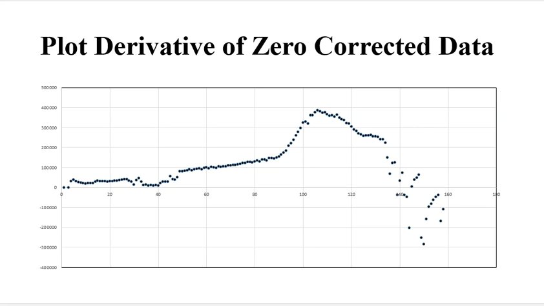Take the derivative of the zero corrected data now, which is y2 minus y1 divided by x2 minus x1, and plot that. And you'll notice it has a lot of scatter at the far end and a little bit of noise at the front and a sort of lump about two thirds of the way through the data set.